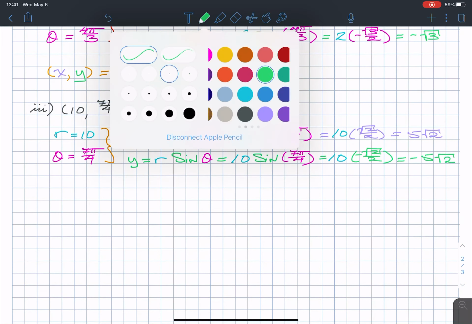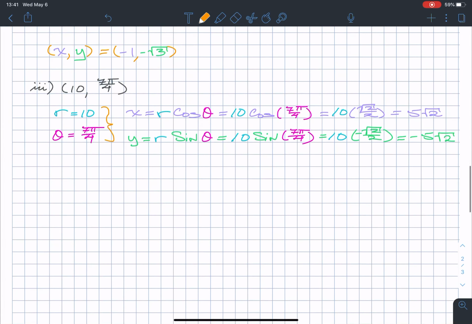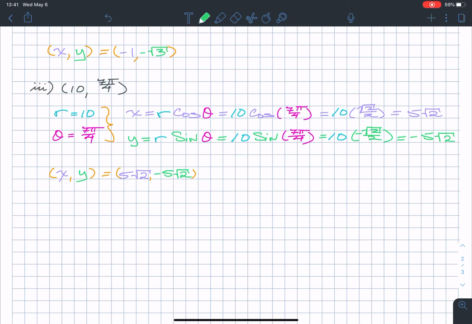So our coordinate in rectangular form, x comma y, is equal to, the x coordinate is 5 root 2, whereas the y coordinate is negative 5 root 2. And there we are. So I think I'll stop here for this first video.